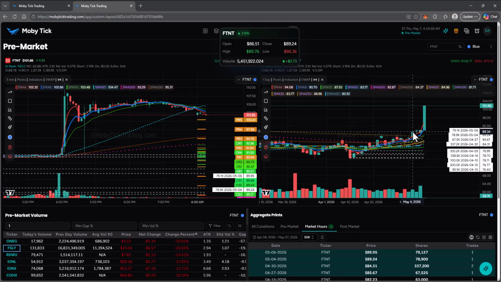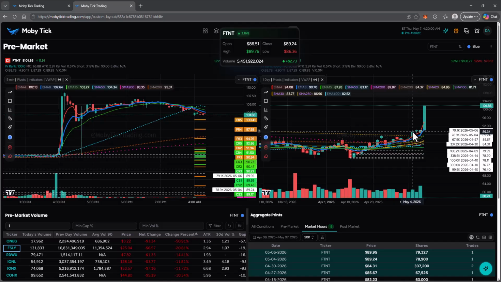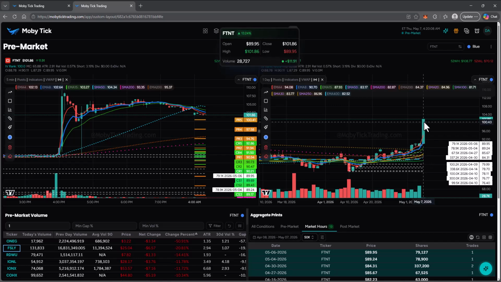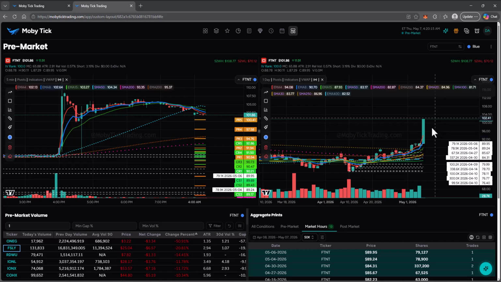Because earnings was yesterday. And so we've got more prints sitting up here at the top above all of these prints here. And then we're up almost $12 today. The ATR on this is $2.91. So we're up quite a bit. Look at this, just taking right off there.